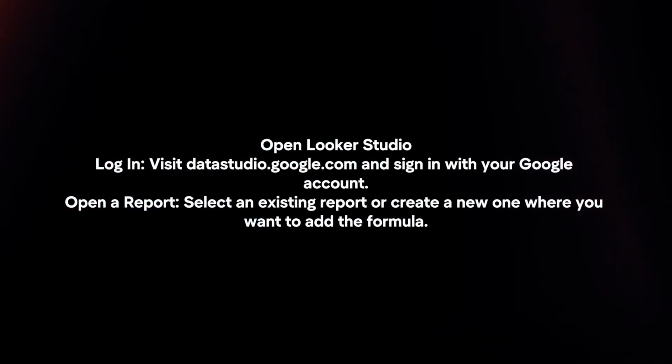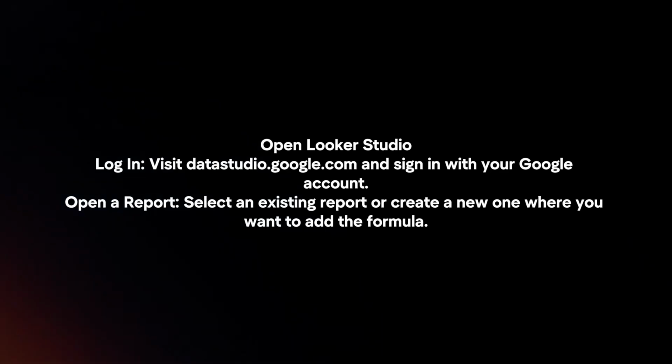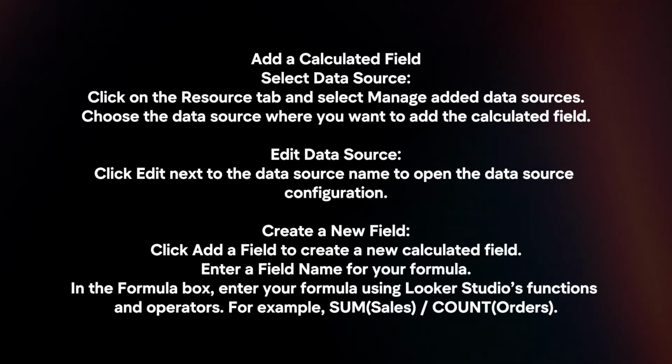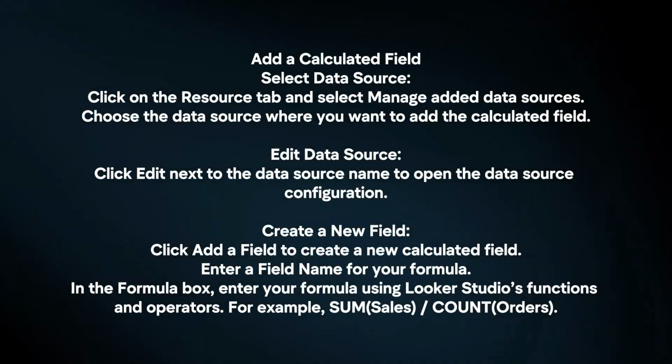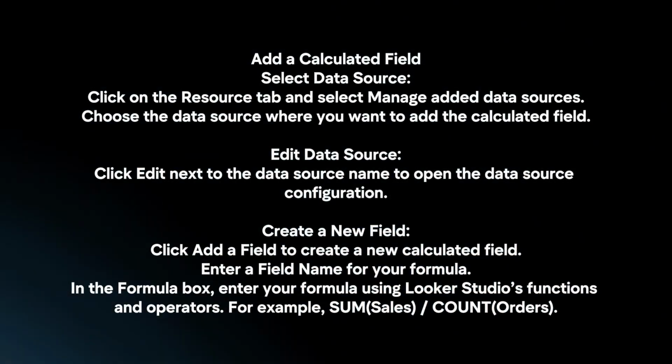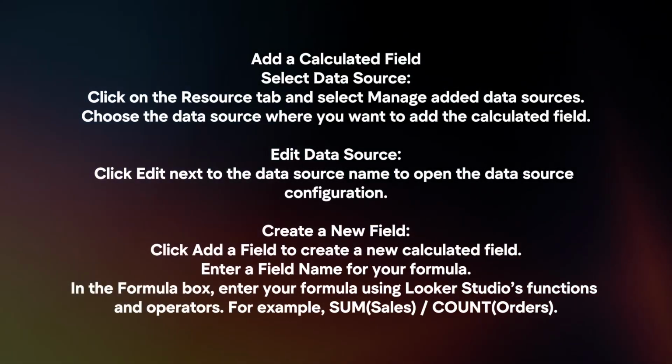Open a report. Select an existing report or create a new one where you want to add the formula. Add the calculated field. Select data source. Click on the Resource tab and select Manage Edit Data Sources. Choose the data source where you want to add the calculated field.